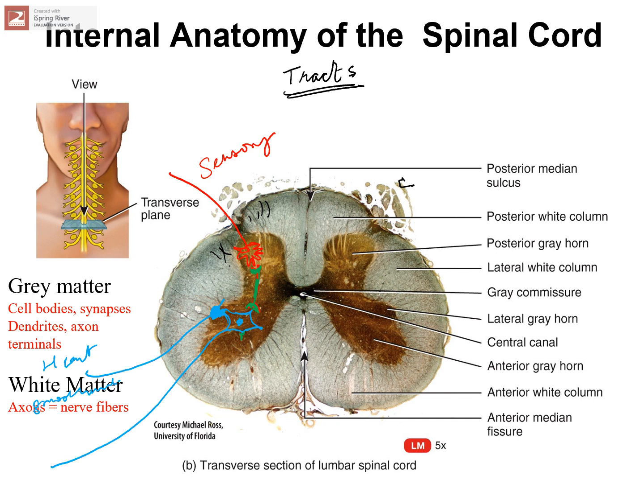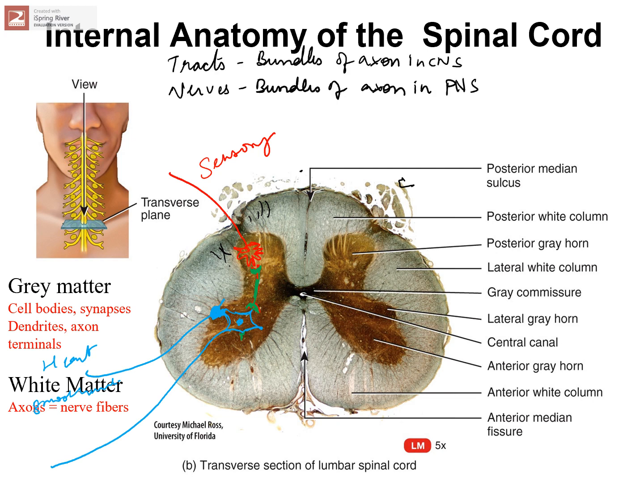Okay, tracts. So nuclei are the bundles of cell bodies in the gray matter, whereas tracts are the bundles of myelinated axons in the white matter. Let me remind you, I know this seems to be a lot of repetition, but tracts are bundles of axons in the central nervous system only, present in the white matter right over here. Nerves, on the other hand, are bundles of axons in the peripheral nervous system.